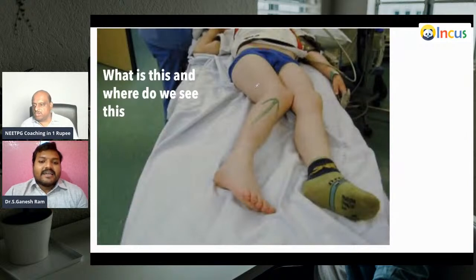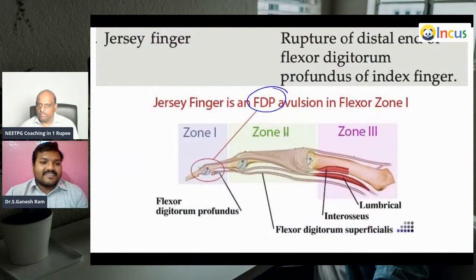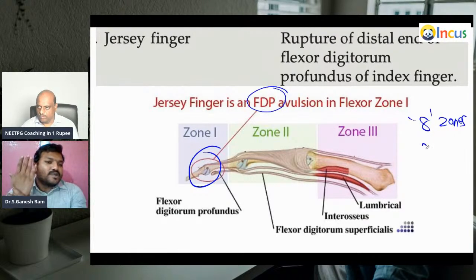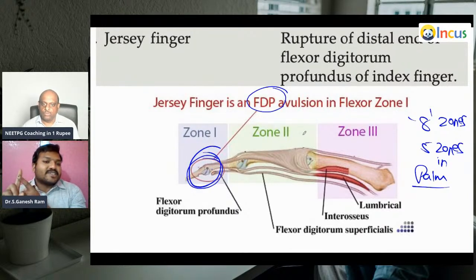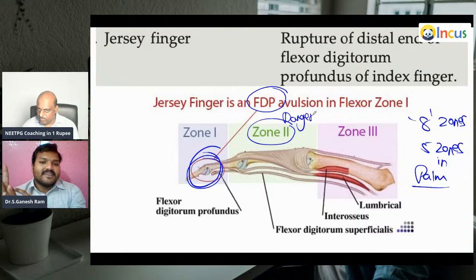And this is called as? And you can also add on point, zone 1 injury. There are 5 zones in the palm and 8 zones in the dorsum. Just for the namesake. In the palm, 5 zones, that is very important. There's zone 1, it is an FDP injury. Zone 2 is called as a danger zone. That's an important MCQ. Zone 2 is called as danger zone.